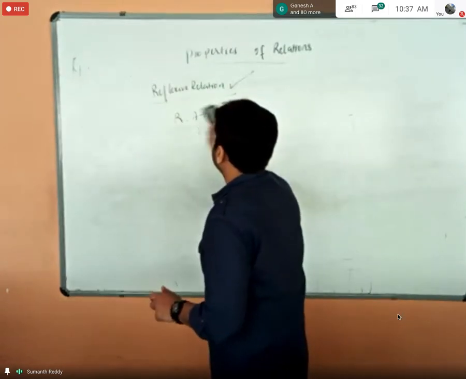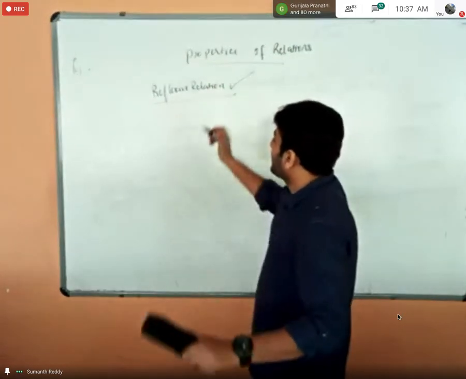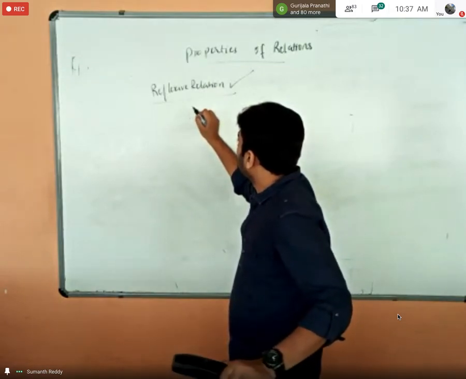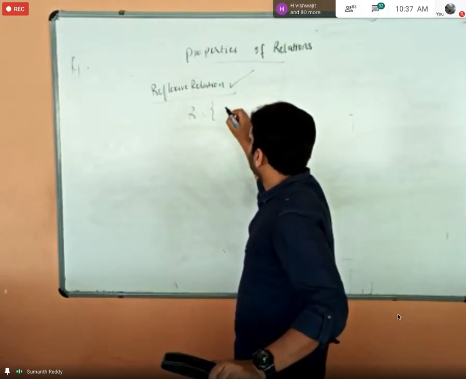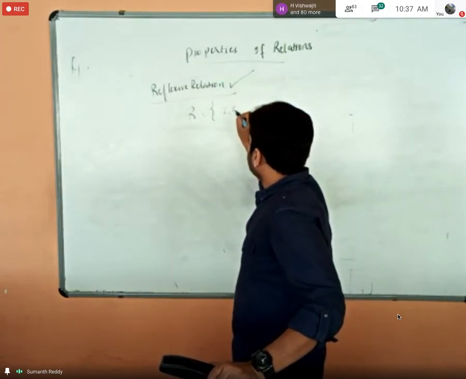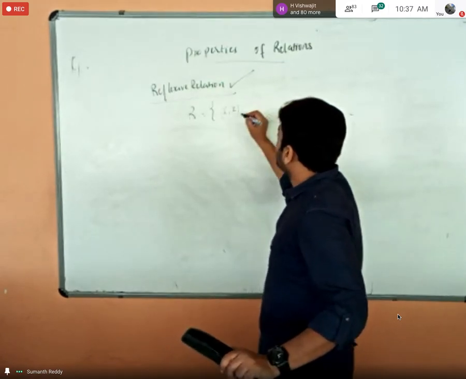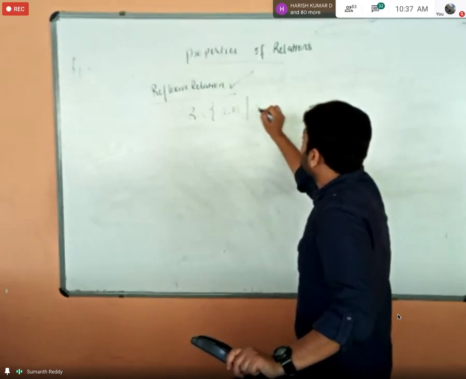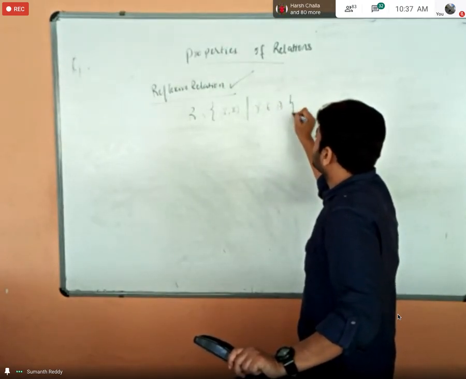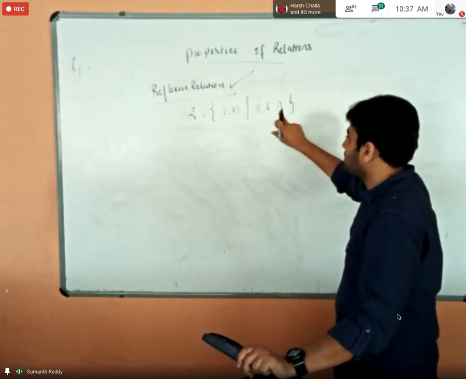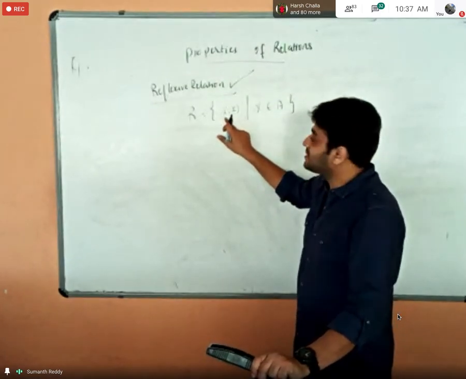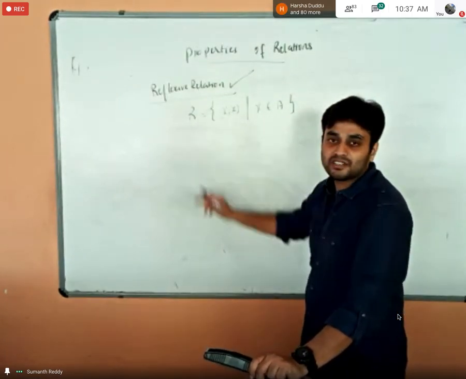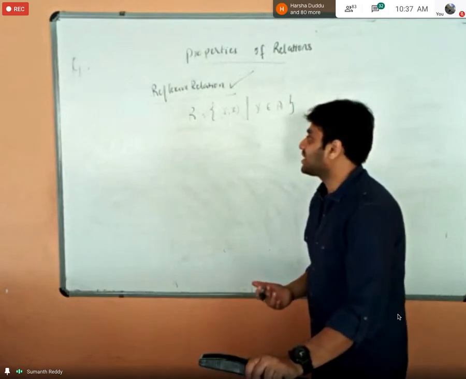So the general mathematical definition, if you ask me, I can write: relation R is reflexive if (x, x) is present for every x belonging to the set A. For every element x that belongs to the set A, you should have (x, x). Then such a relation R is called a reflexive relation. So this is the mathematical definition.